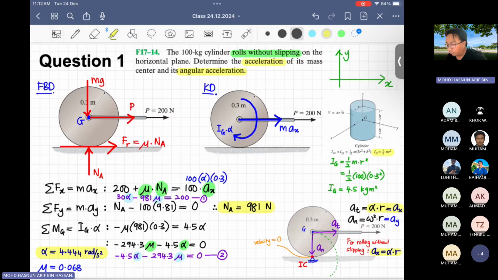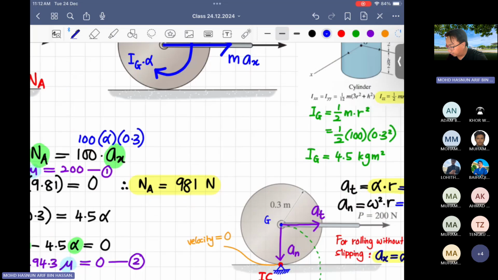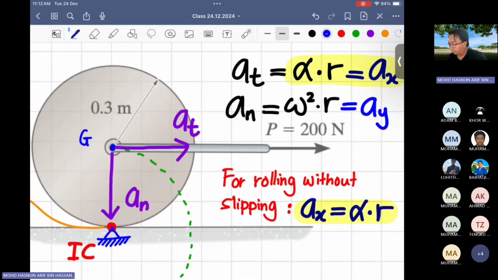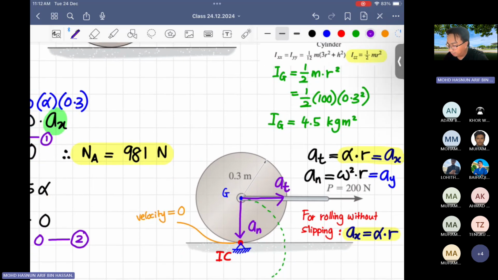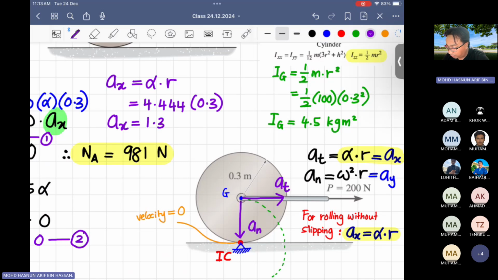And also, we need to determine the acceleration. So for acceleration, we can use this equation again. AX is equal to alpha R. AX is equal to alpha times R, which is 4.444 times 0.3. So AX is basically equal to 1.333 meter per second square.